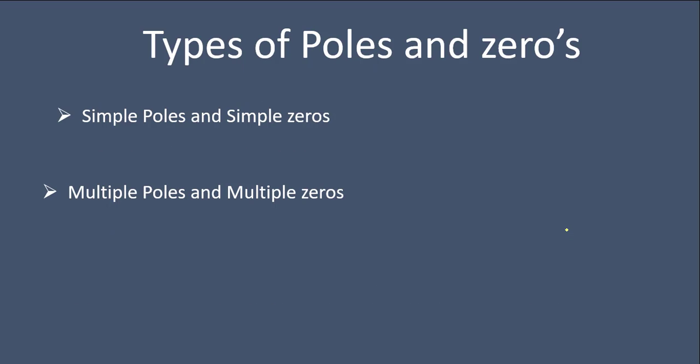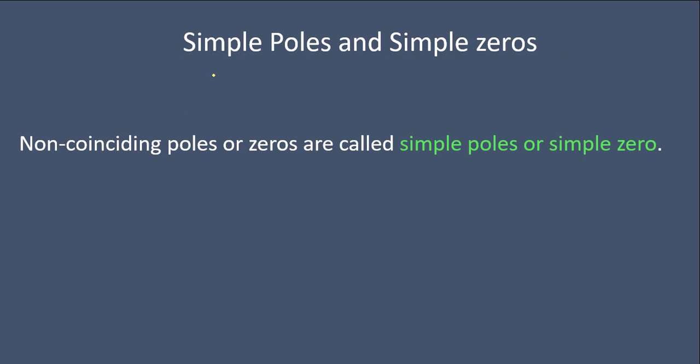So let us start with the first point, the types of poles and zeros. We have simple poles and simple zeros. Then we have multiple poles and multiple zeros. Now let us discuss the first type, which is simple pole and simple zero.